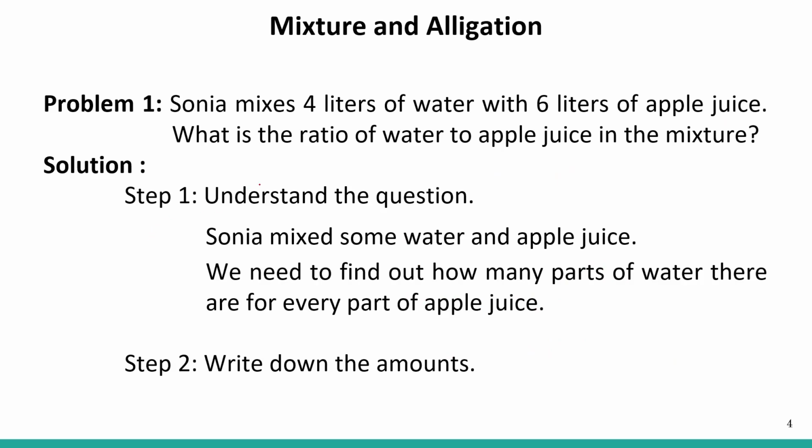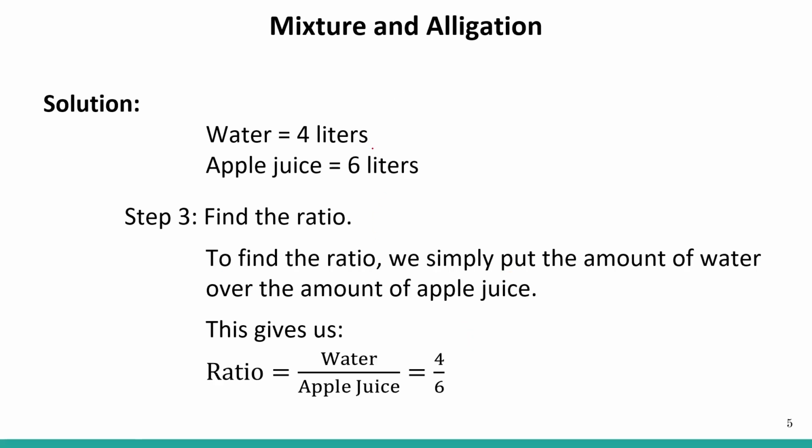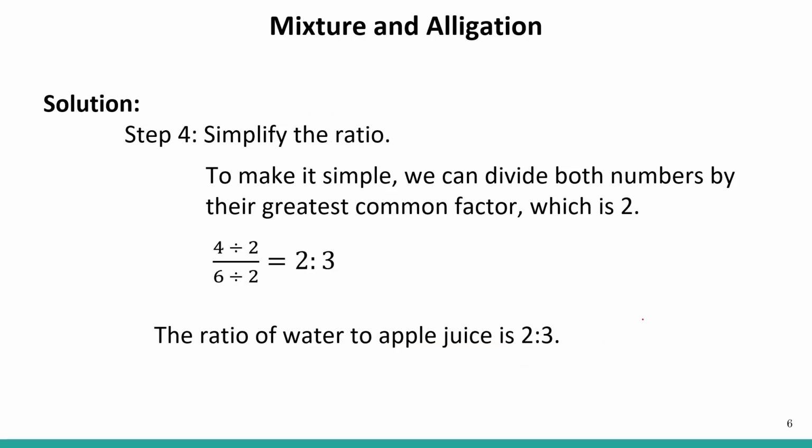So let's see the step-by-step solution. Step 1, understand the question. There are two kinds of materials mixed here: Sonia mixed some water and apple juice. We need to find out how many parts of water there are for every part of apple juice. Writing down their amounts, 4 liters for water, 6 liters for apple juice. The ratio is water by apple juice, so 4 by 6. Simplifying, 2 into 2 by 2 into 3. Cancelling a 2 from numerator and denominator, we are left with 2 by 3.